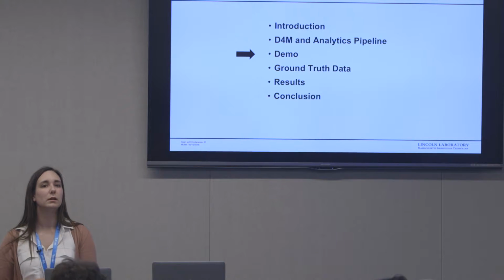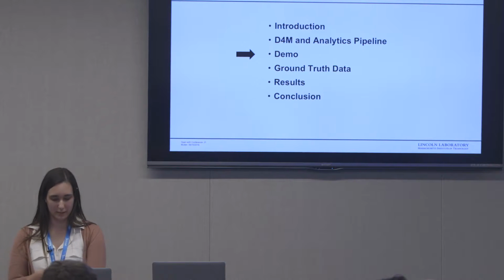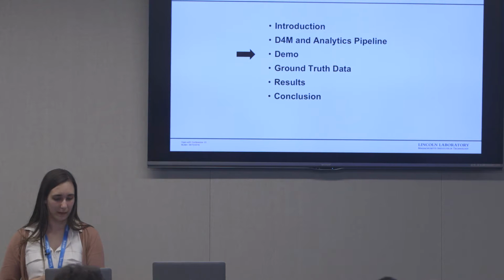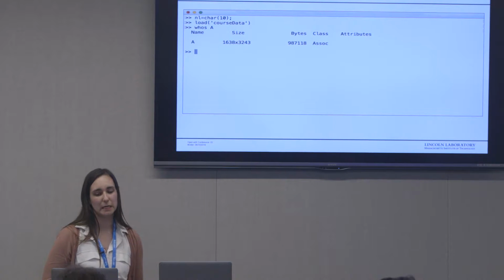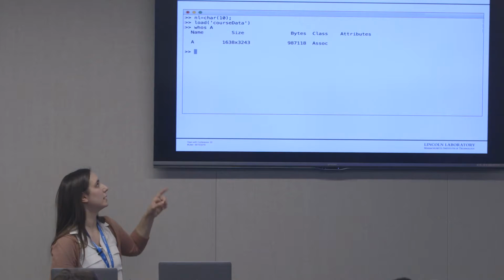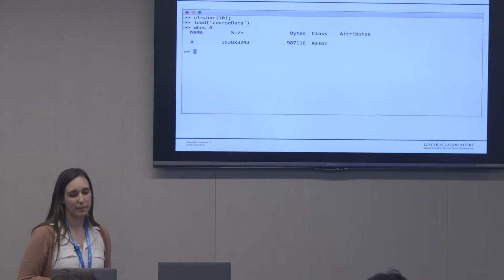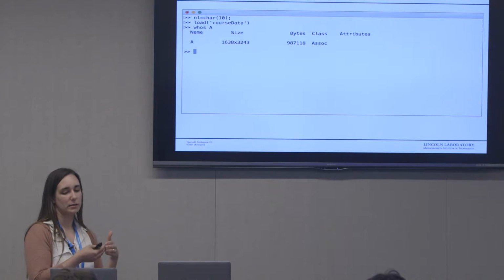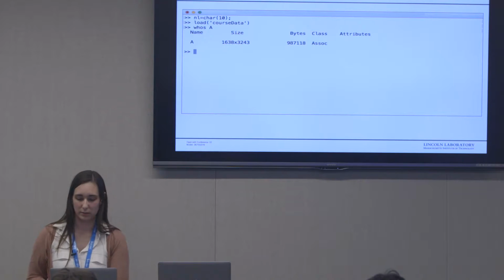Okay, so I'm going to do a very quick demo to show this process of building the graph and then answering a couple questions. There's a lot of stuff here. The most important thing is you just load the associative array, the mat file, called course data, and you get this variable in MATLAB called A, with 1,600 rows and about 3,200 columns. That means there are 1,600 individual events and 3,200 attributes associated with those.